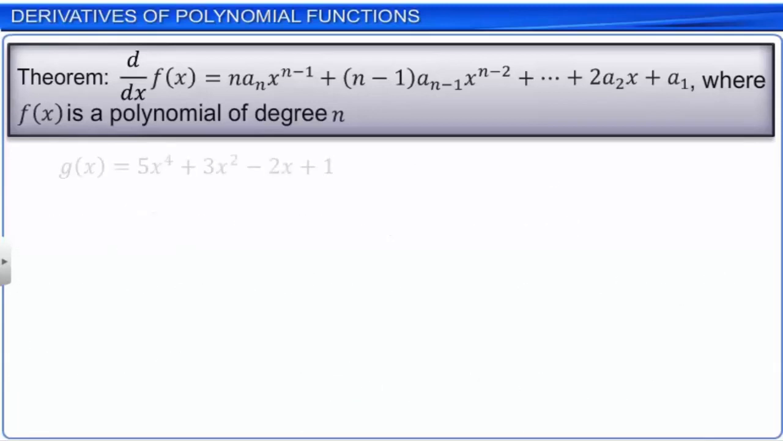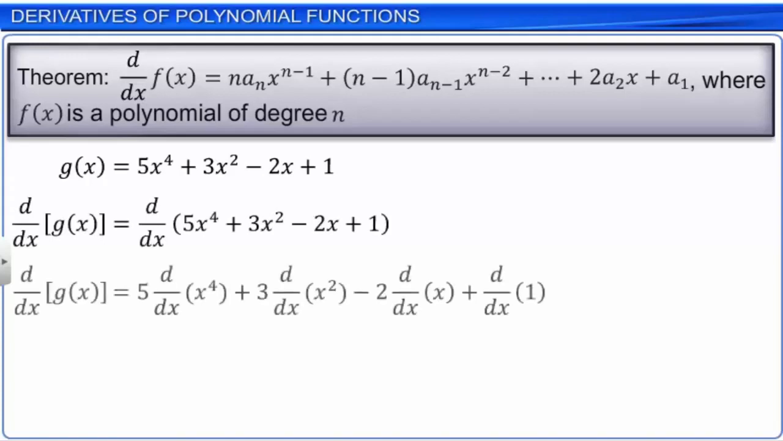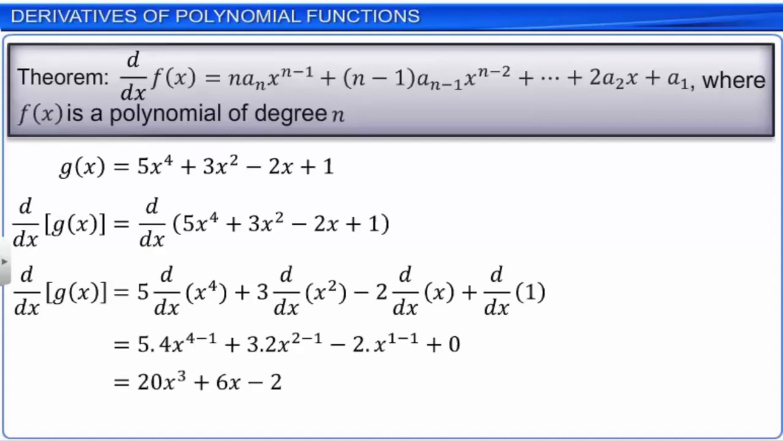As an example, let's find the derivative of the function g of x as shown. Here, since the function is a polynomial function, we can directly apply the theorem. Hence, the derivative of the polynomial function is as shown.